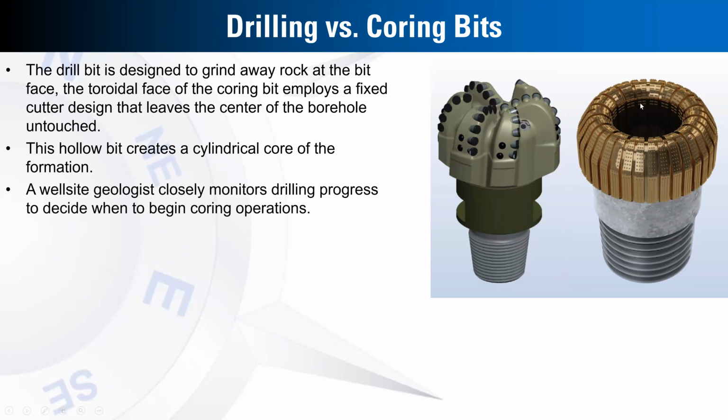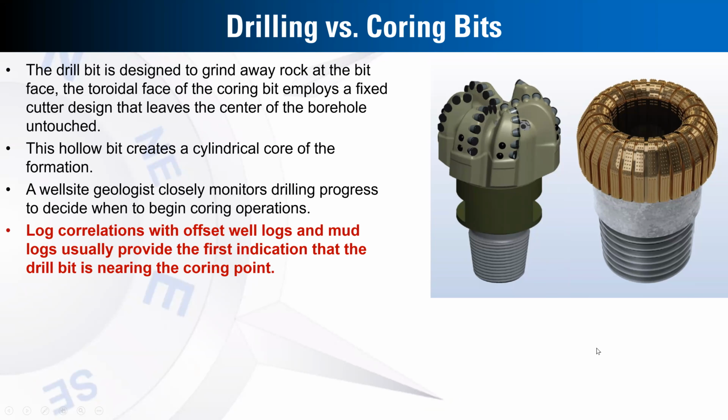So the coring bit is designed with two dial faces with a fixed cutter like this, while the center of this borehole, the acquired core, will be untouched. The hollow bit creates a cylindrical shape of the core like this.